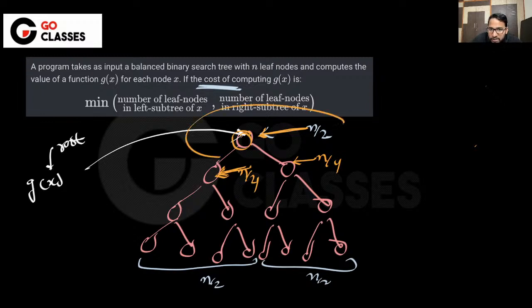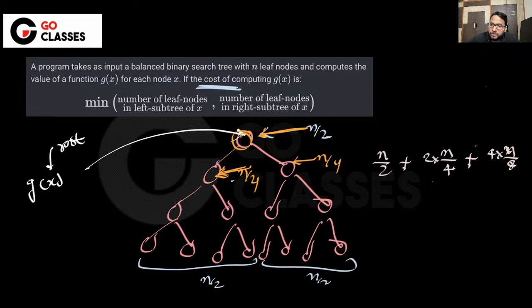So here the cost of computing gx is n by 2, but here it is n by 4, n by 4. Similarly, it will be n by 8, n by 8, something like this. So basically, if you talk about the root, then you are spending n by 2 cost. Then again you are spending n by 4 plus n by 4, which is basically 2 into n by 4, so that is again n by 2 cost. Plus you are spending n by 8 four times, which means 4 into n by 8, which is again n by 2 cost. So basically you are spending n by 2 plus n by 2 plus n by 2, n by 2 at each level.